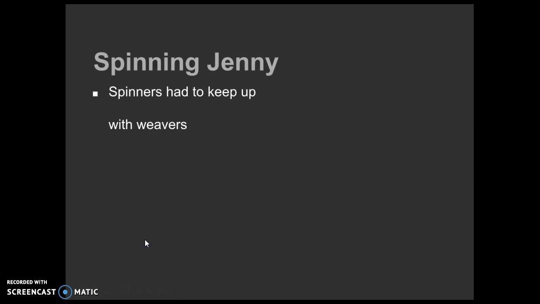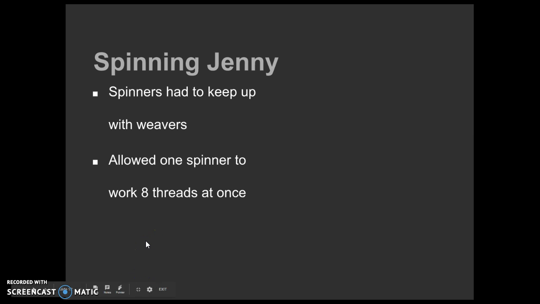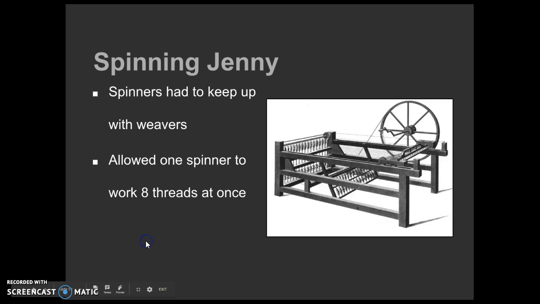The spinning jenny was another invention. Someone actually named it after their daughter. Because people were weaving yarn so much faster, the spinners had to keep up with the weavers. So the spinning jenny allowed one spinner to work 8 threads at once. So you can see this in the picture. These would all be spools of yarn that are being spun. So they can work a lot more and produce a lot more at one time.